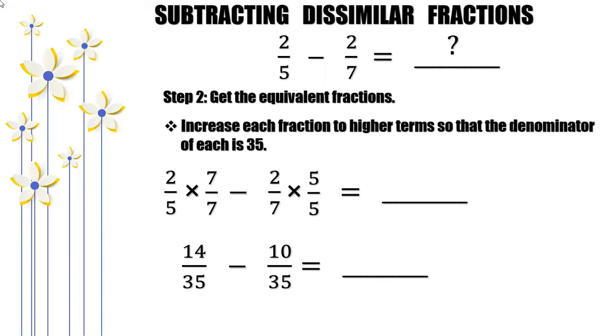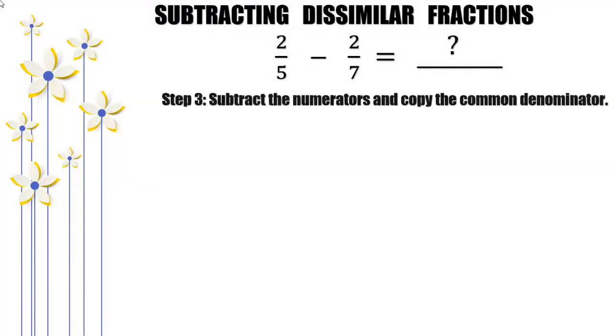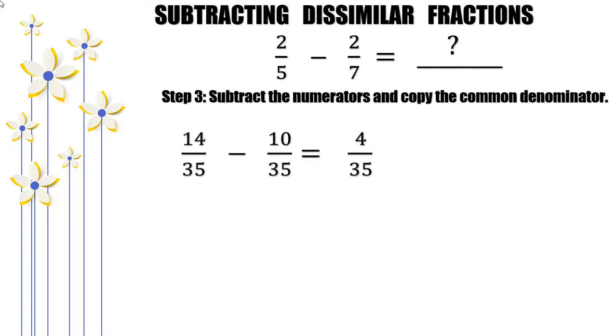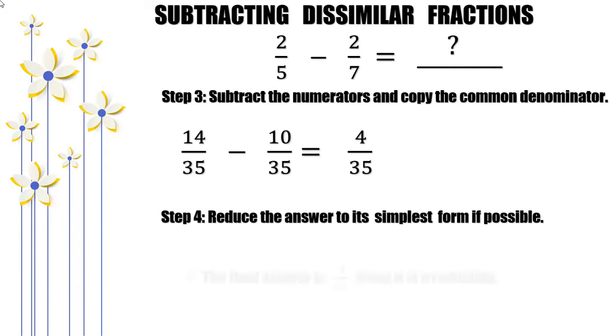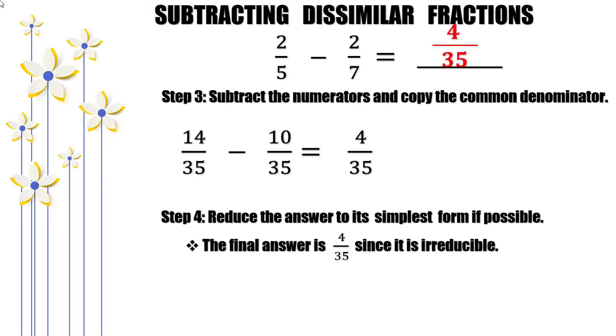Third, subtract the numerators and copy the common denominator. That is, 14 minus 10 is equal to 4, with a denominator of 35. Lastly, we simplify the fraction if possible. Since 4/35 is irreducible, this would be our final answer. Therefore, 2/5 minus 2/7 is equal to 4/35.